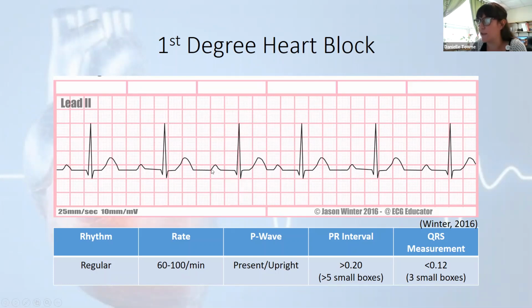And that's abnormal. Look at this one. It starts at one of the large boxes. It's almost 2 large boxes. I mean, that's huge. So that is your first degree, prolonging the impulse between the SA node and the ventricles. That AV node's holding on to it for too long.